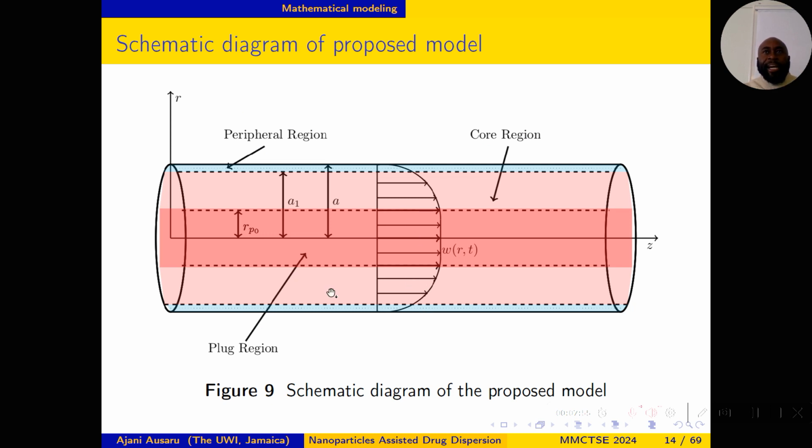So here's a schematic diagram of the proposed model. The peripheral region we see here in blue. The radius of the tube is A. A1 will be the radius of the core region, which will contain a non-Newtonian fluid. In the blue or peripheral region, we have a Newtonian fluid. And the plug region, since we have a Casson fluid, its radius is RP.